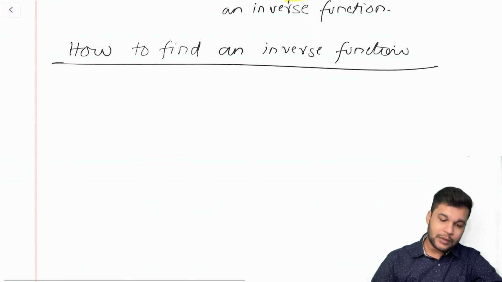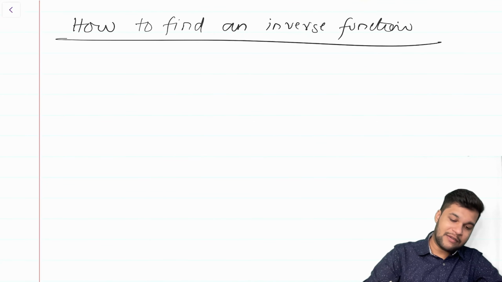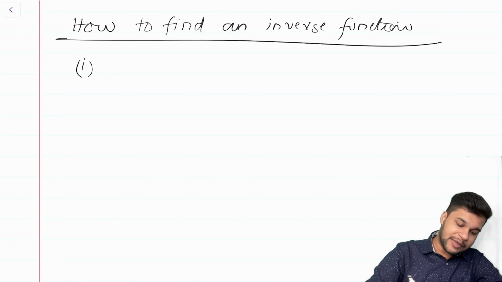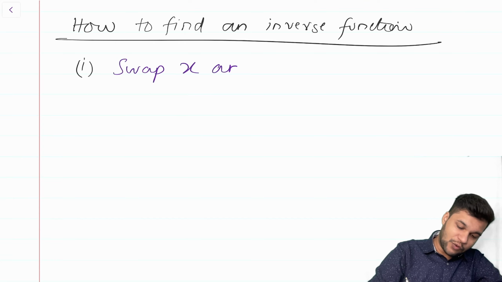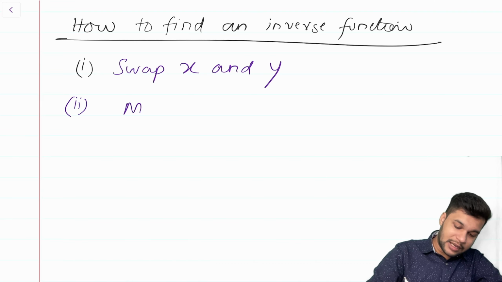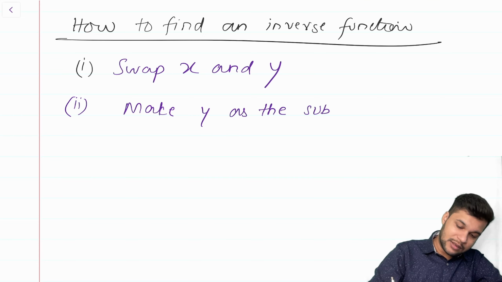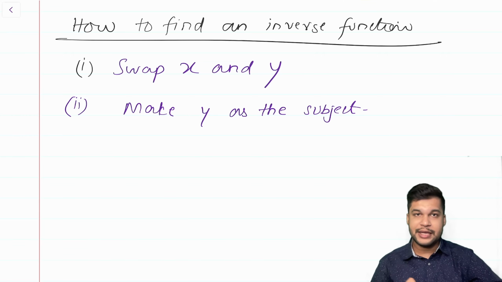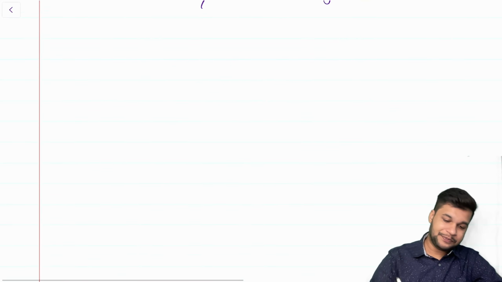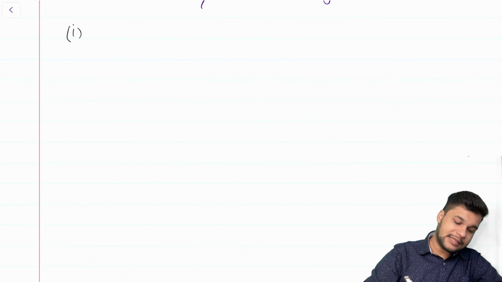So let's say you have a function. How do I find its inverse? I'll just write the steps and then we'll take some examples. Your first step is swap x and y. Your second step is make y the subject. When you do this, you get the inverse function. I'll give you an example. Let's take example number 1.